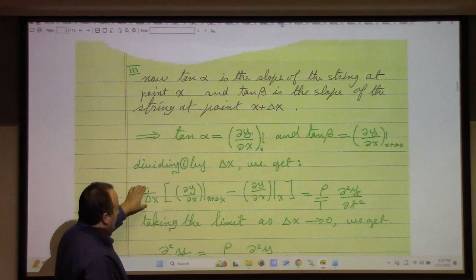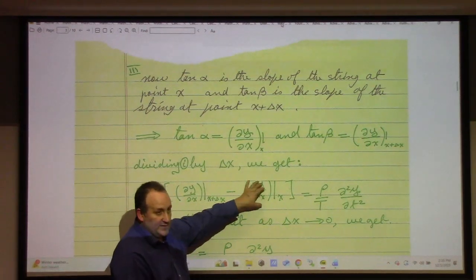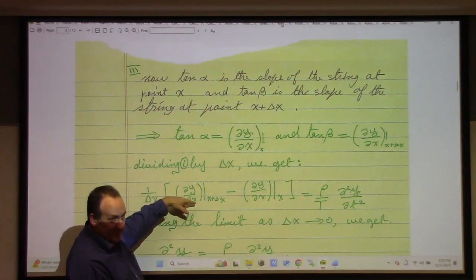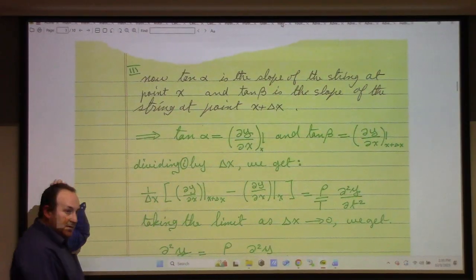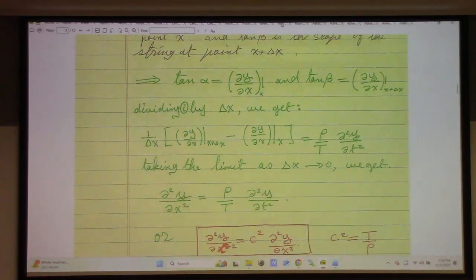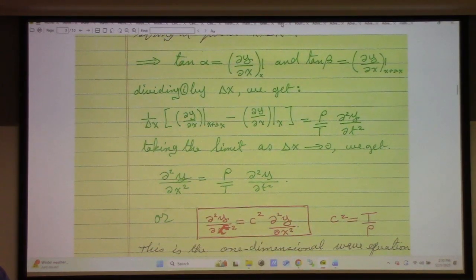So you see where this is going to give us, as delta x goes to 0, this is going to become the partial derivative with respect to x of the partial derivative with respect to x, which we call partial squared y, partial x squared. And there you go. That's the wave equation. That's why we expect waves on a string to satisfy the wave equation.